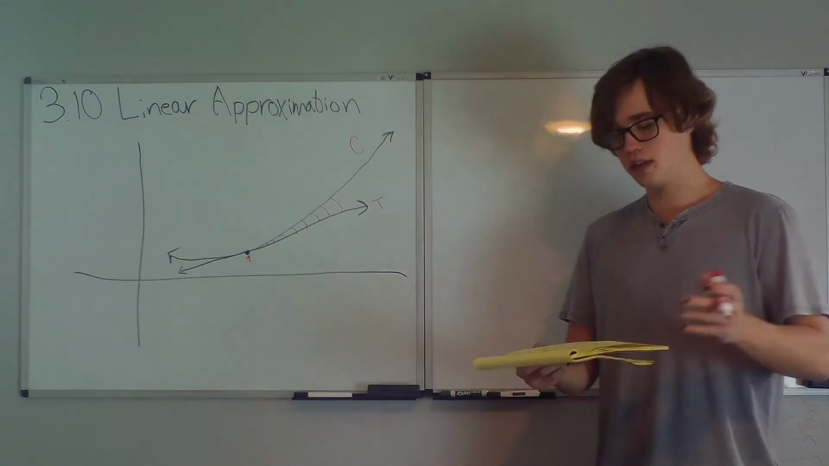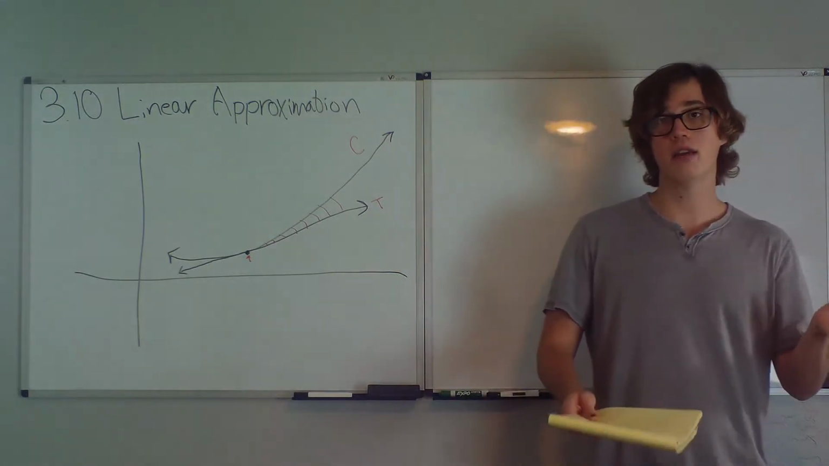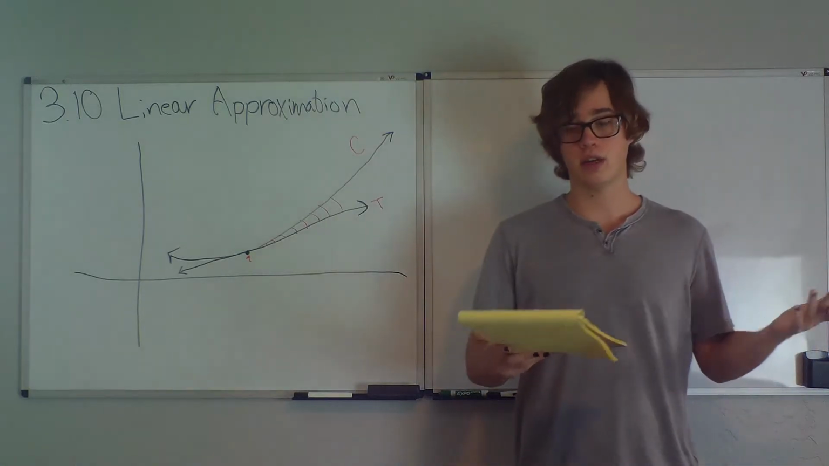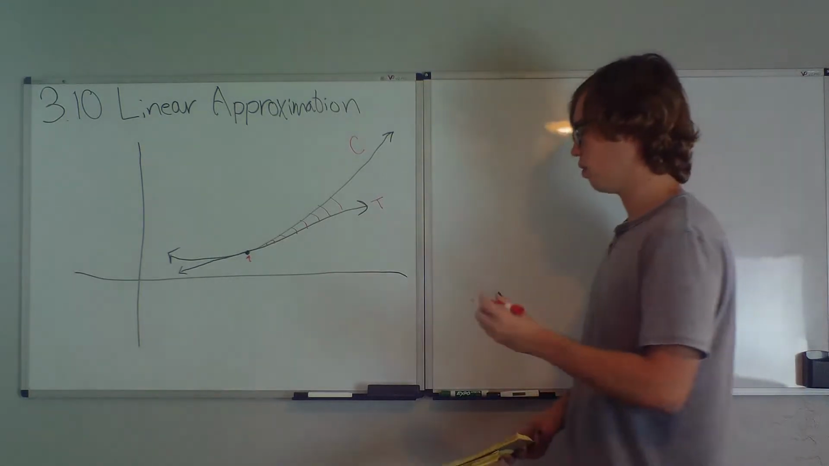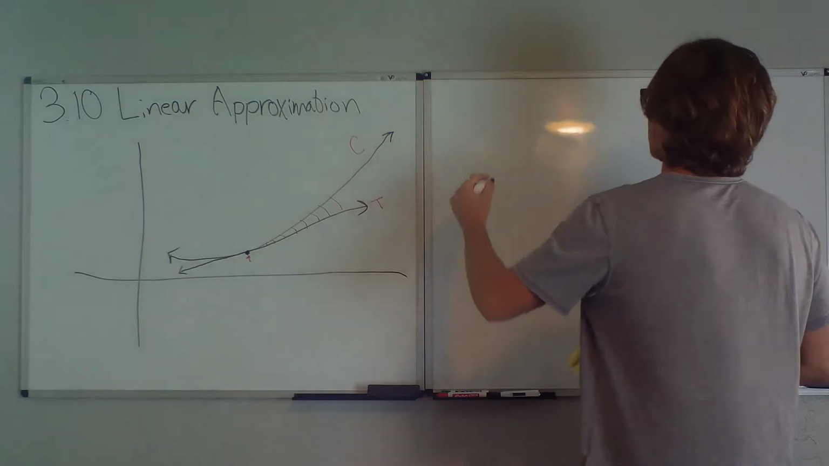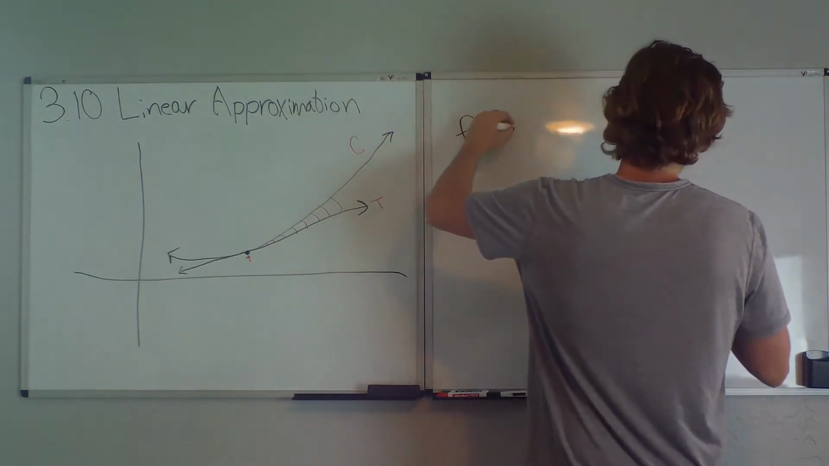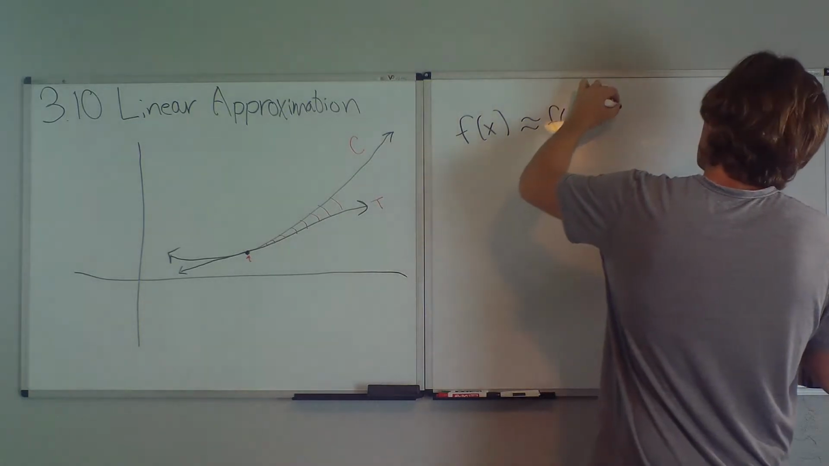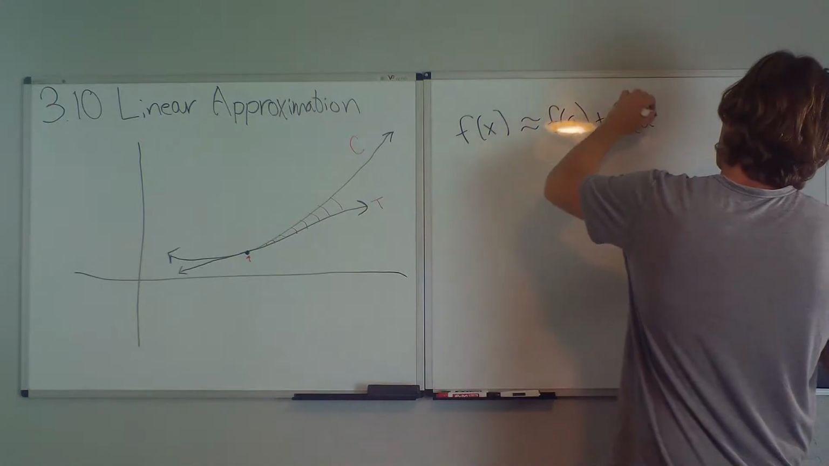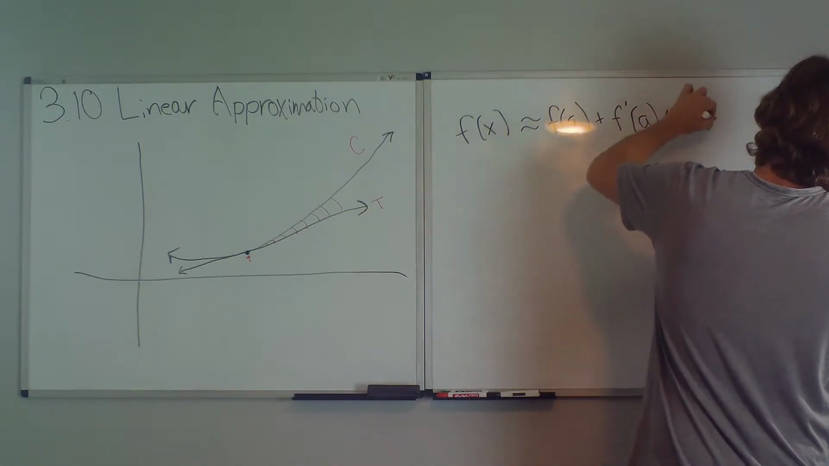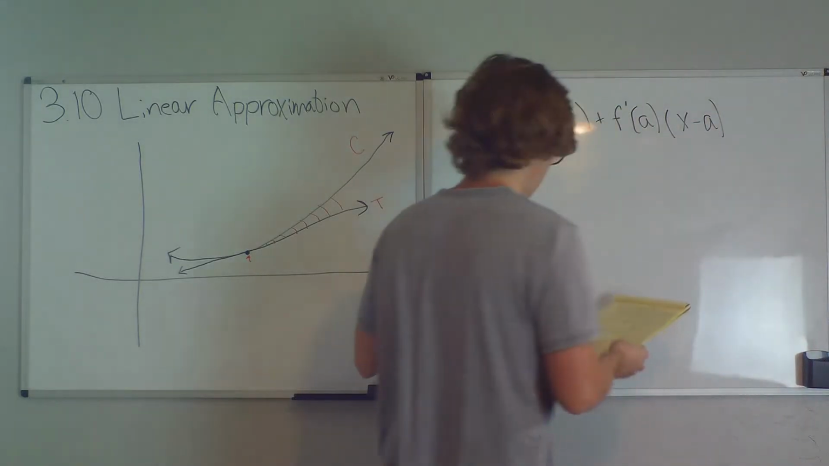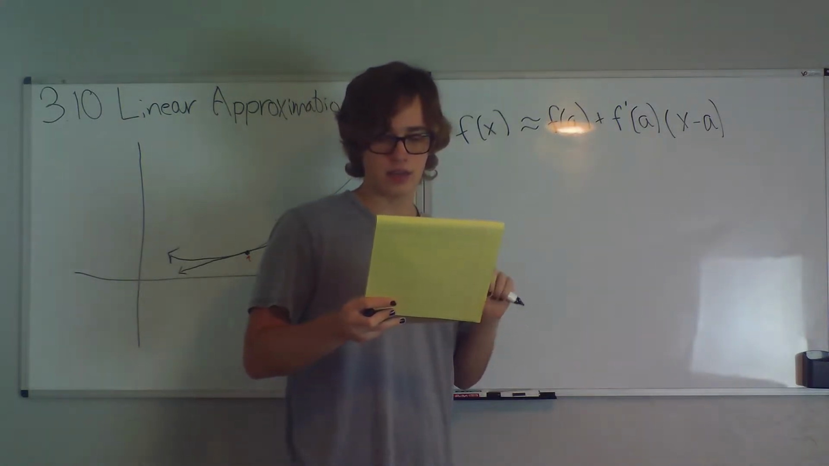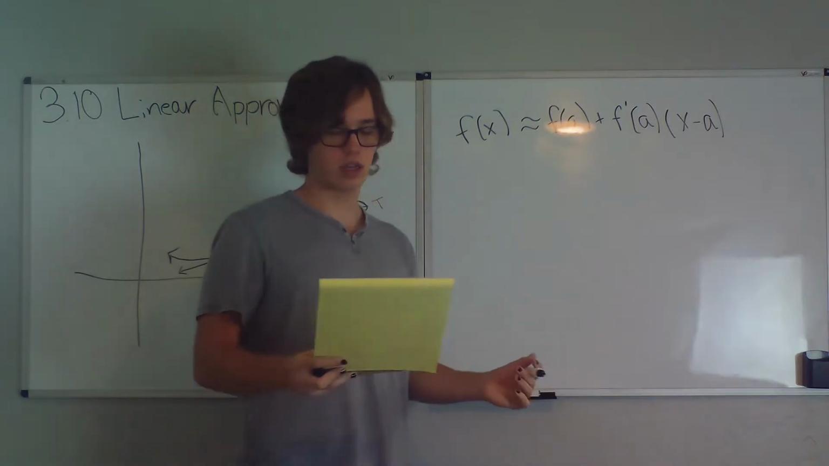So you can use a tangent line at point A, f of A, or y of A, whatever you want to call it, to approximate a point on the curve. So we have an equation: f of x is approximately equal to f of A plus f prime of A times x minus A, where A is a point on the tangent line and x is close to A. And this is called the linear approximation.